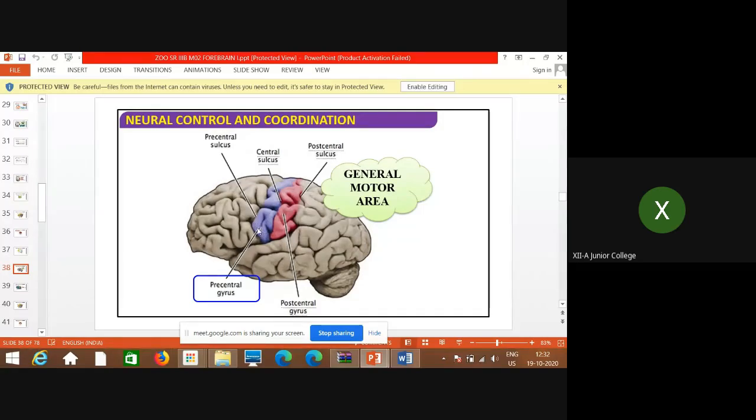Sulcus and gyri, what are these? Gyrus is the elevation, sulcus is the depression, and this is the central area. So this is called the central sulcus, and this is the post central sulcus region and post central gyrus region. Post central sulcus is the depression, and this is the elevation. This is what is considered to be the general motor area. Whatever is shown is the general motor area.